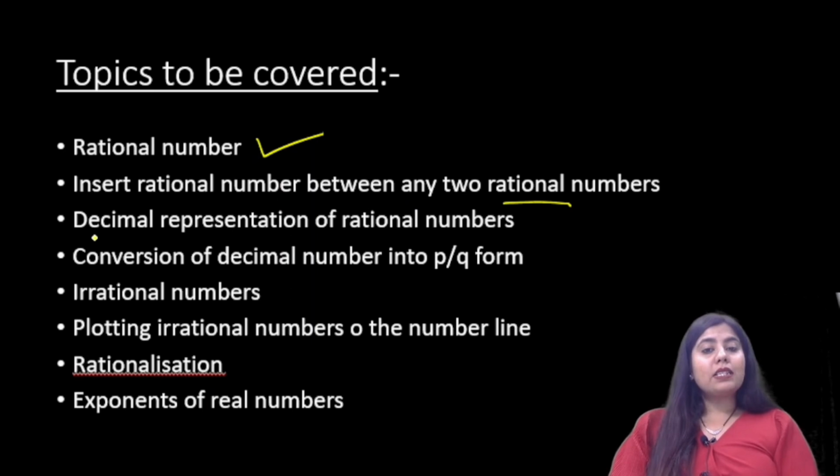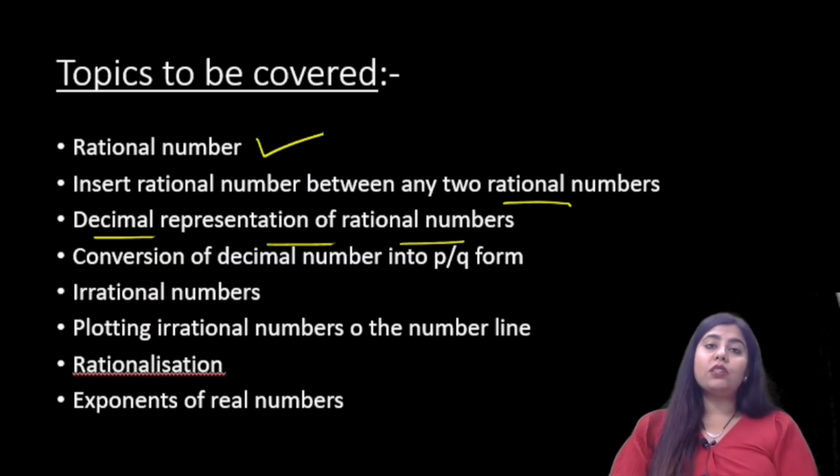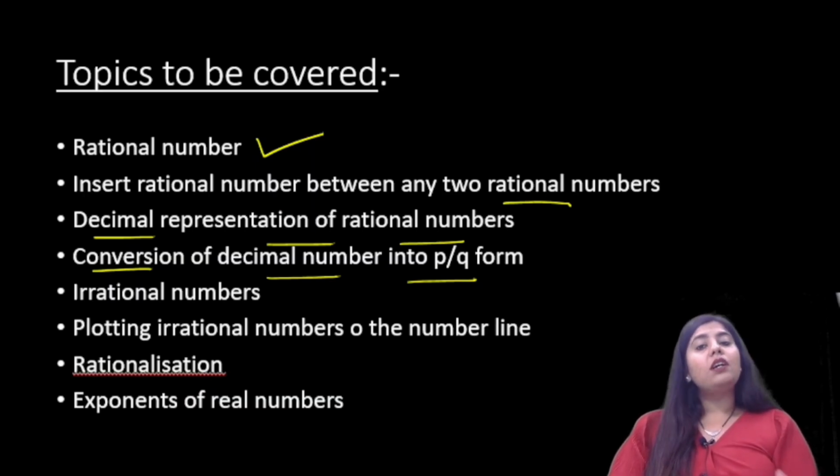Next is decimal representation of rational numbers, meaning we are given rational numbers and we have to convert those rational numbers into decimal forms. How can we convert those rational numbers into decimal expansions? And the next one is conversion of a decimal number into p by q form. It is just the opposite of the third one, that is, now we are given a decimal number and we have to convert it into the p by q form. P by q form means the rational number.